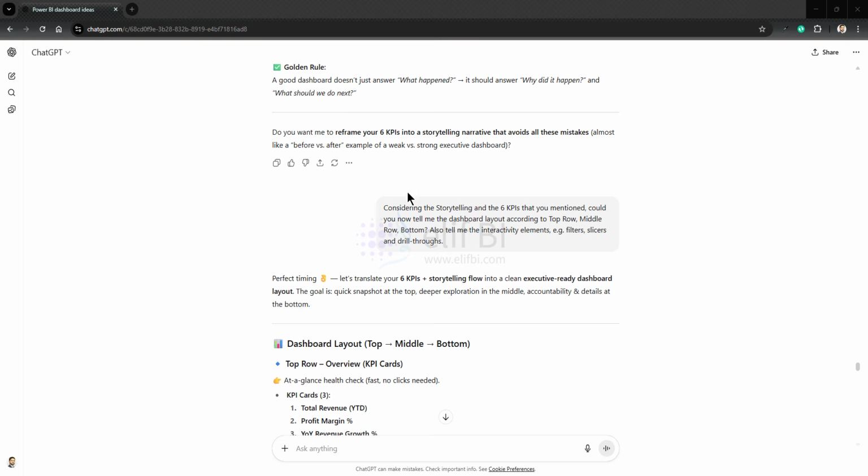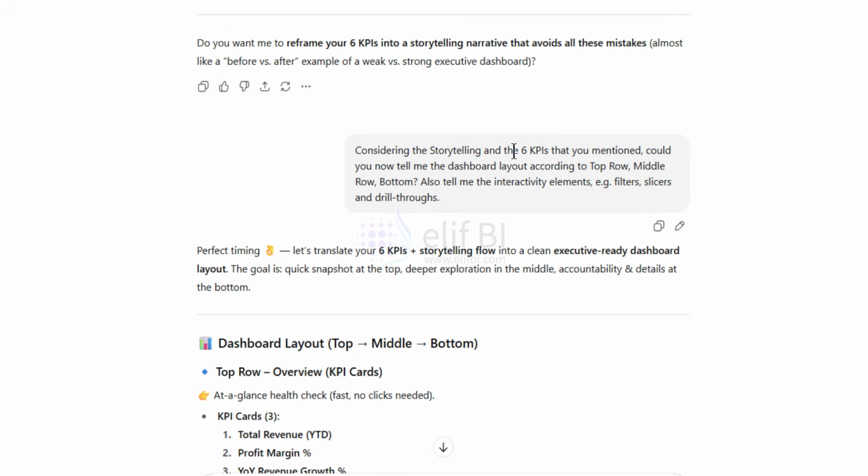Continuing from point 6, I say, considering the storytelling and the 6 KPIs that you mentioned, could you now tell me the dashboard layout according to the top row, middle row, and the bottom? This is the layout that I'm envisioning for my dashboard. And I'm asking, also tell me the interactivity elements, for example, filters, slicers, and drill throughs.